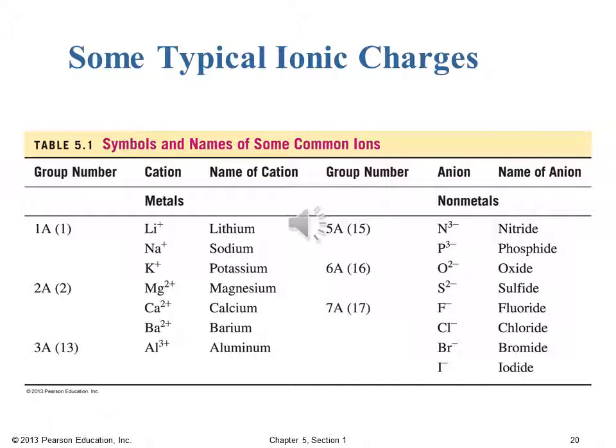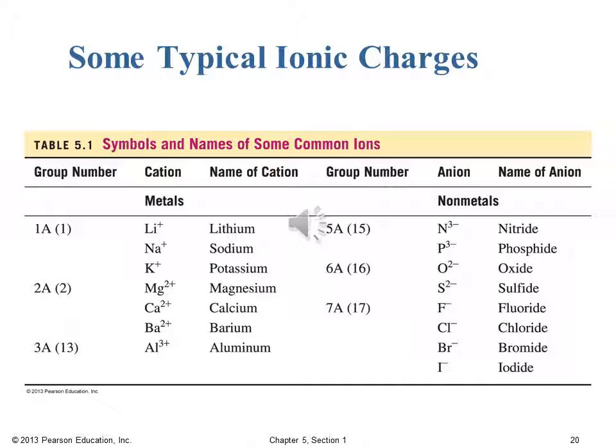Okay, so looking at table 5.1, we see some symbols and names of some common ions, and they follow those rules pretty nicely, especially the metals. The main group metals are your best friend in the course. They very rarely steer you wrong. So if we look at group 1A or group 1, we have lithium plus, sodium plus, potassium plus. Notice the name of the cation is the same as the name of the metal; we just understand it to be an ion. If we want to be really careful, we would say lithium ion, sodium ion, and potassium ion, but we're not usually that careful.